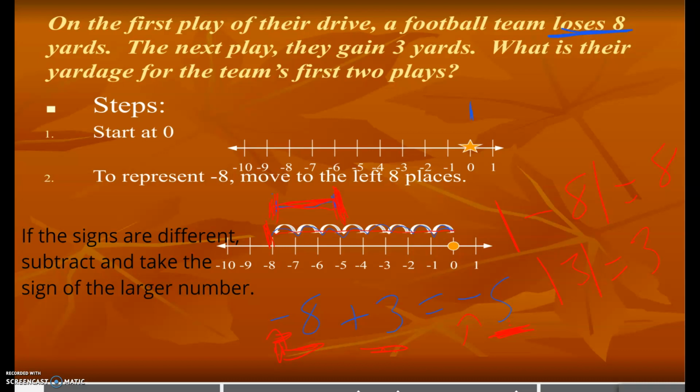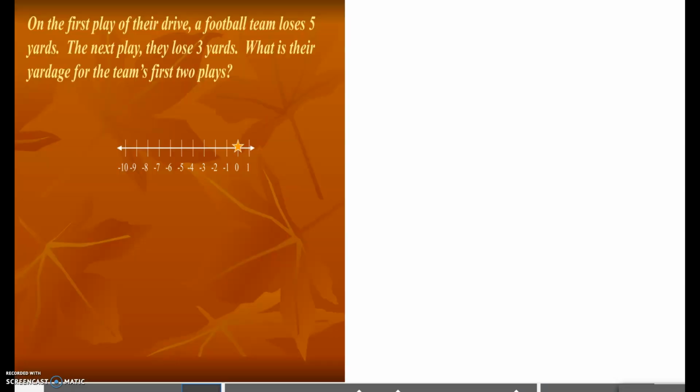If you just look at it and say, all right, 8, if they were both positive, 8 would be bigger than 3. So it's going to be negative since the 8 was negative. That's probably the easiest way to look at it. All right, let's move on to another example.